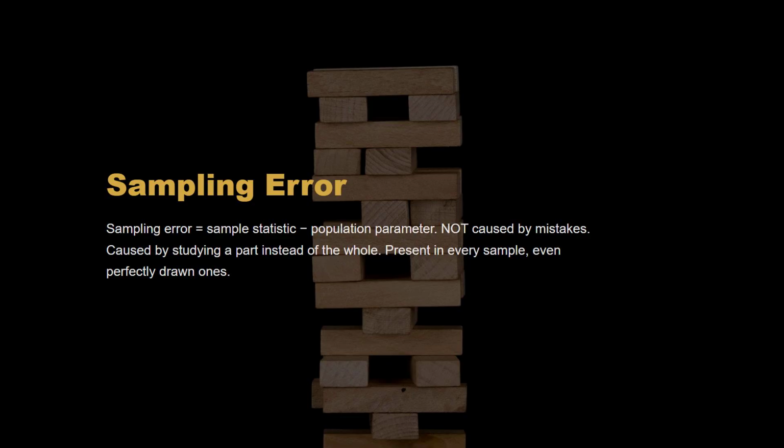This is not a mistake. It is not a flaw in your methodology. It is an inherent consequence of studying a part instead of the whole. Sampling error exists even in a perfectly conducted study with perfect random sampling. The CFA exam tests whether you understand this distinction. Sampling error is not caused by bad sampling, it is caused by sampling itself.